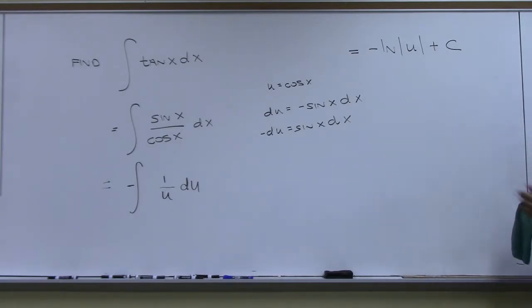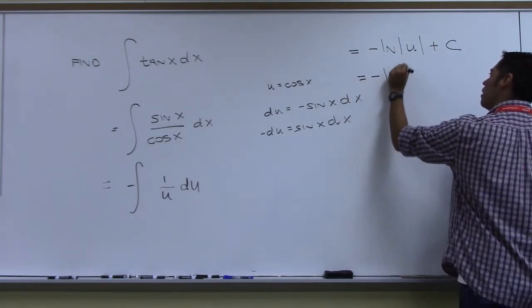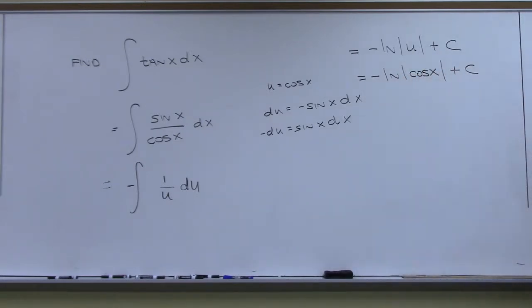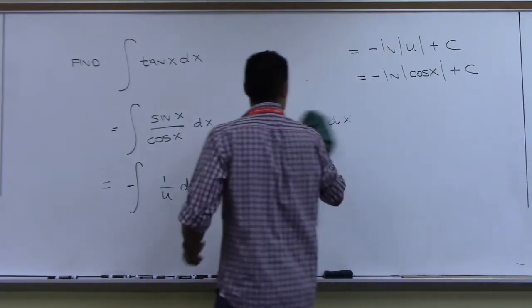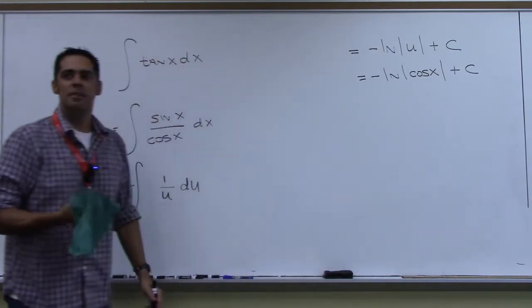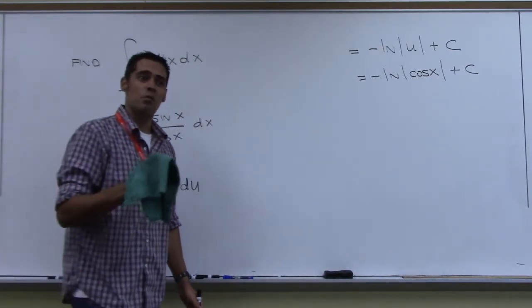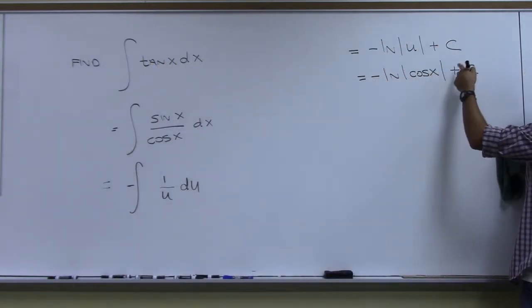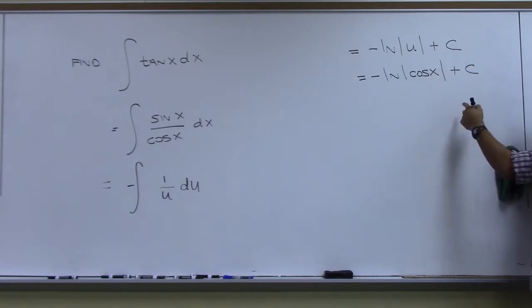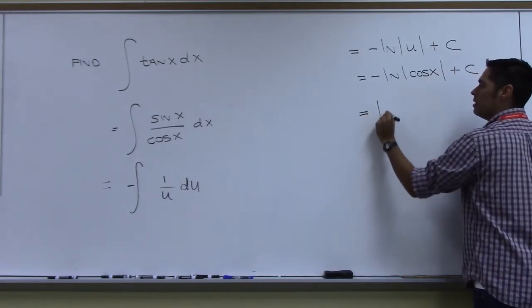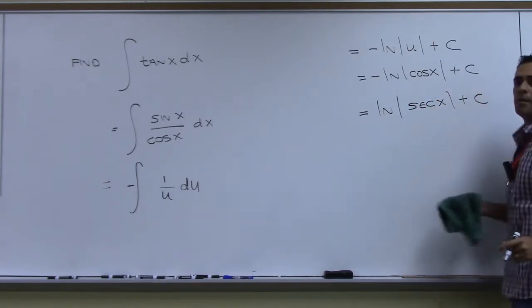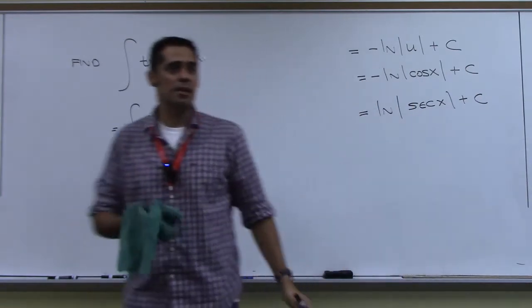What's u? Cosine of x. Is that formula 12? No. What's formula 12 say? It's not a negative natural log, is it? It's positive. So what did they do? I've warned you about this before. They put the negative up here on the cosine as a power, and then it made that cosine to the negative 1 turn into 1 over cosine. And 1 over cosine is secant. So that's how you get that formula. All right, that's how that one's done.